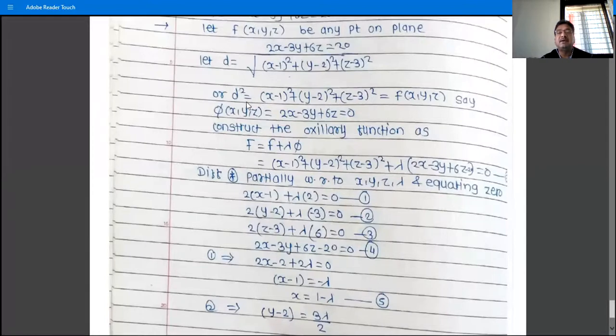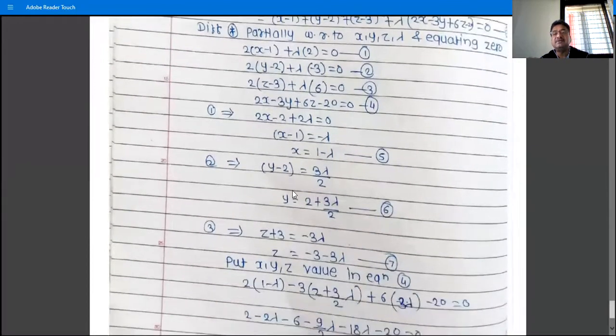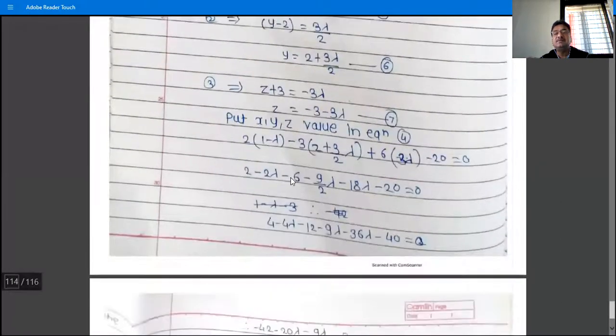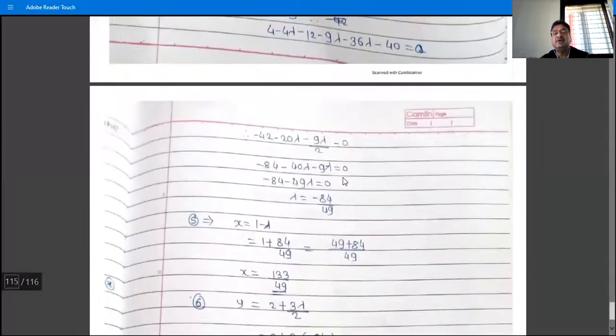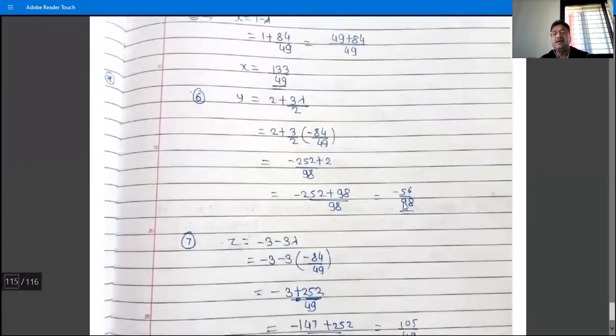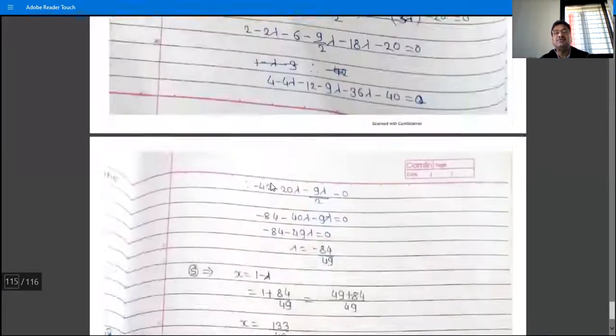D square is the function f of xyz. So lambda times ax plus by plus cz plus d is equal to 0, and then partially differentiate with respect to xyz. All the procedure is the same. Then find the values of xyz in terms of lambda, and then substitute in equation number 4. We get the value of lambda, and substitute that value in this. We have the xyz, and then substitute xyz in this.